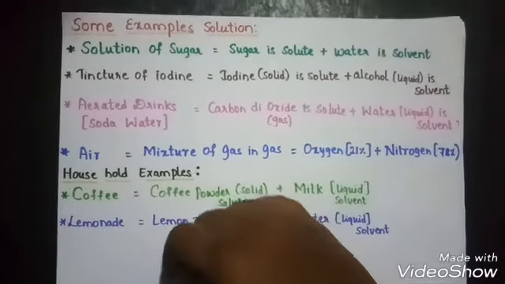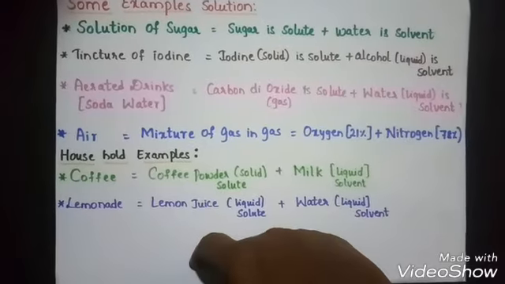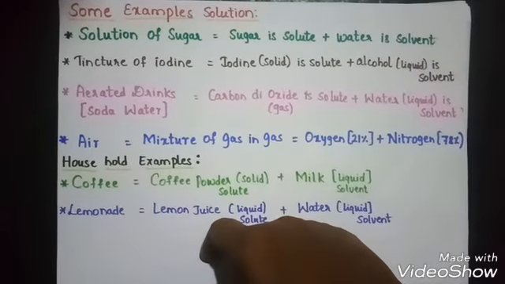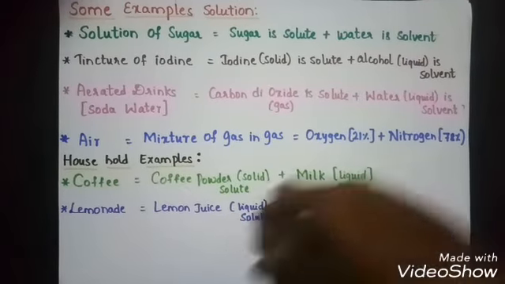So this is about the concept of solute, solvent and solution. Children, observe in your home the different kinds of solute, solvent and solution that are present. Thank you.